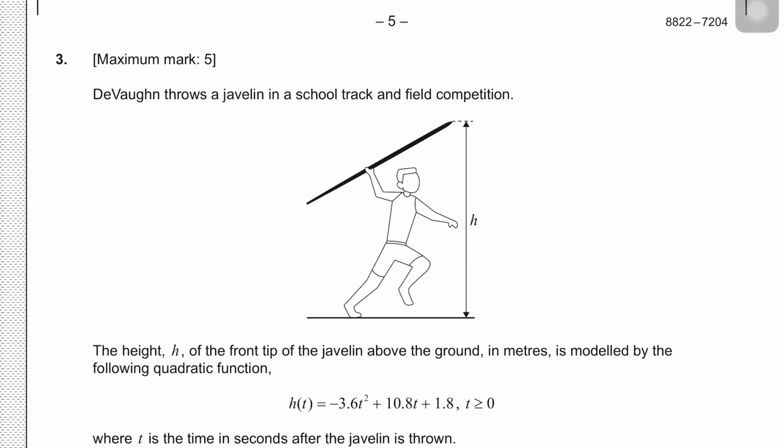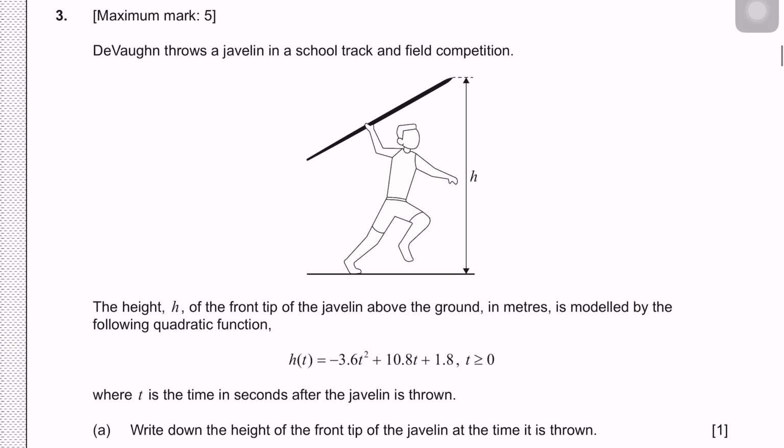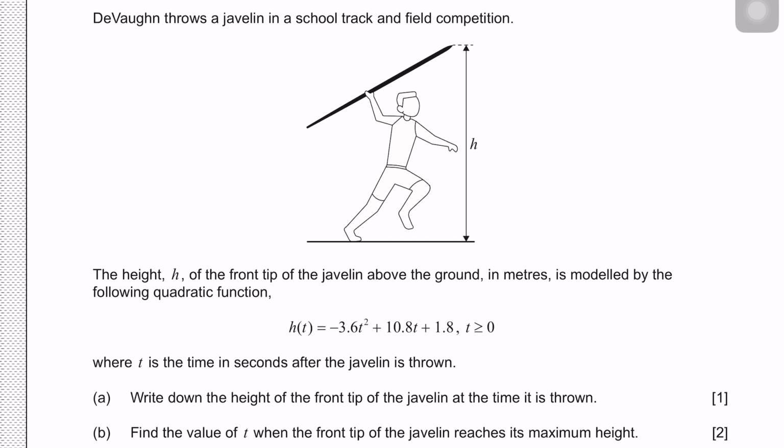All right. Question 3. Devon throws a javelin in a school track and field competition. The height h of the front tip of the javelin above the ground in meters is modeled by the following quadratic function. H of t equals negative 3.6 t squared plus 10.8 t plus 1.8, where t is greater than or equal to 0. T is the time in seconds after the javelin is thrown.